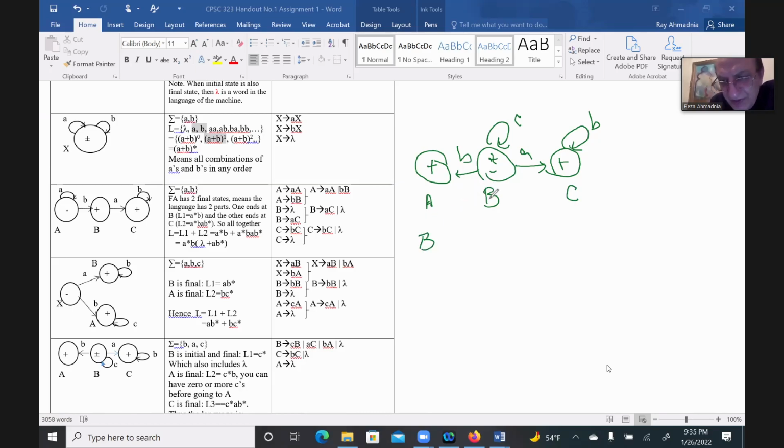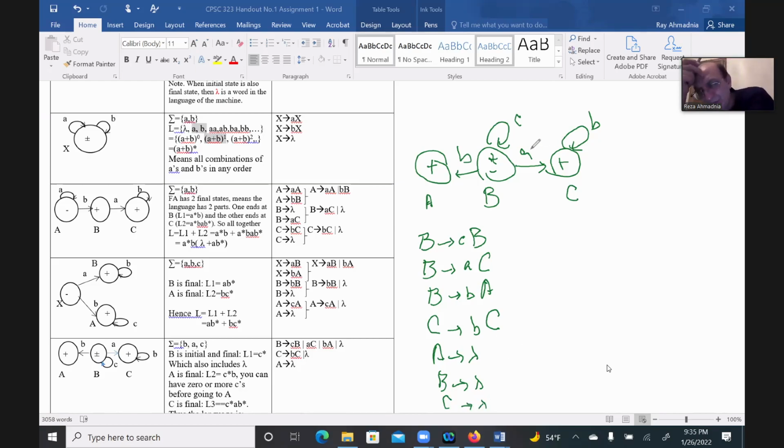Start at B, initial state. If you drop C, you get back to B. And start at B. If you drop A, you go to C. Start at B. If you drop B, you go to A. Correct? And then if you get to C, if you drop any B, you get back to C. Right? And then A is final. So A is lambda, B is final, B is lambda, and then C is final. So C is lambda. This is the grammar for this machine.